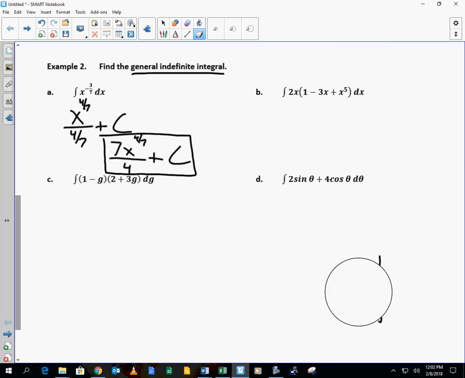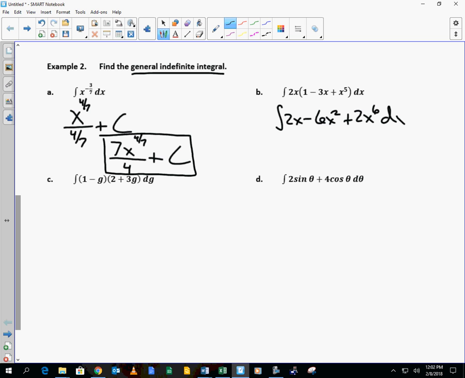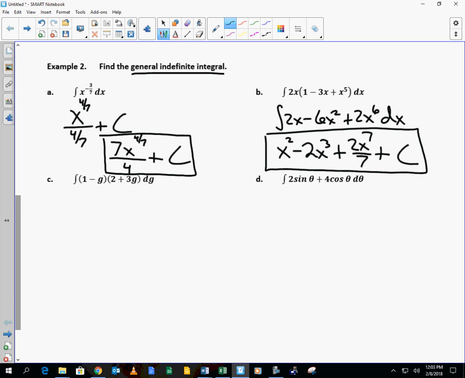Okay. All right. Here, before I go about this, I have to distribute the 2x. And I get the integral of 2x minus 6x squared plus 2x to the 6th dx. What is the antiderivative of 2x? What's the antiderivative of negative 6x squared? 2x cubed. What's the antiderivative of 2x to the 6th? And then plus a constant. That's it.